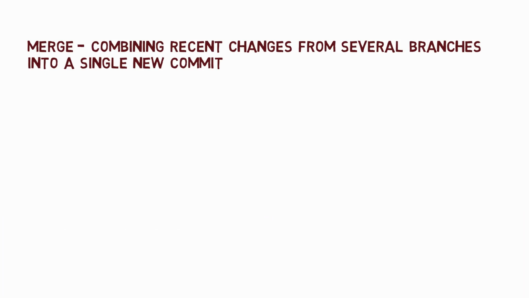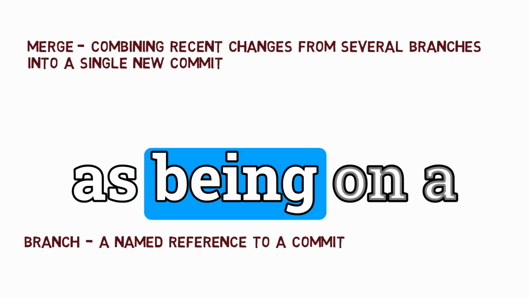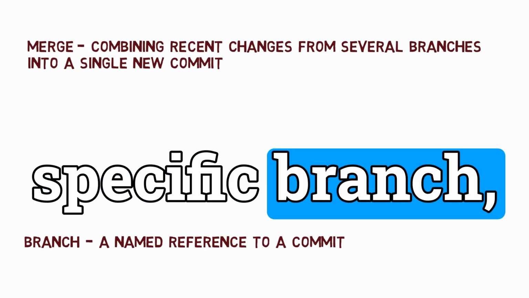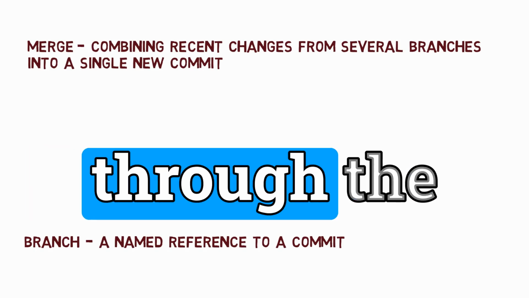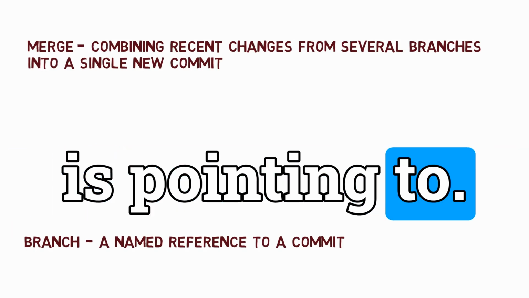Okay. Let's take this bit by bit. Let's remind ourselves what a branch is in Git. As we covered in a previous video, a branch is just a name pointing to a single commit. When we think about commits as being on a specific branch, they're actually reachable through the parent chain from the commit that the branch is pointing to.